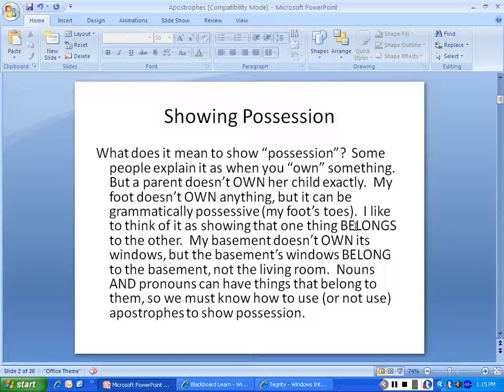My basement doesn't own its windows, I own the basement and the windows. But the basement's windows belong to the basement and not to the living room. Nouns and pronouns can have things that belong to them, so we must know how to use or not use apostrophes to show possession.